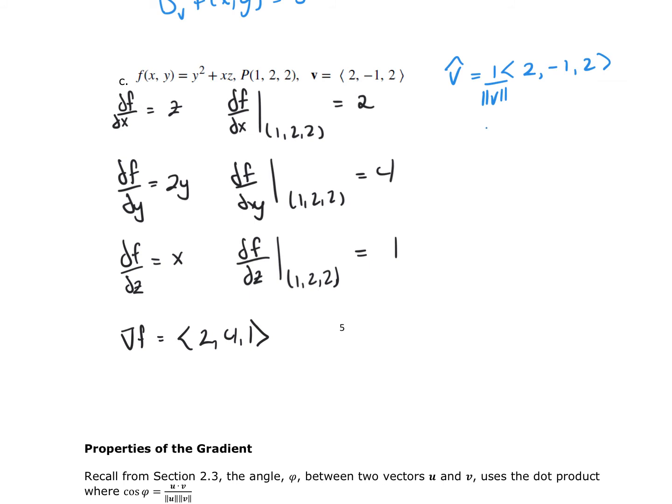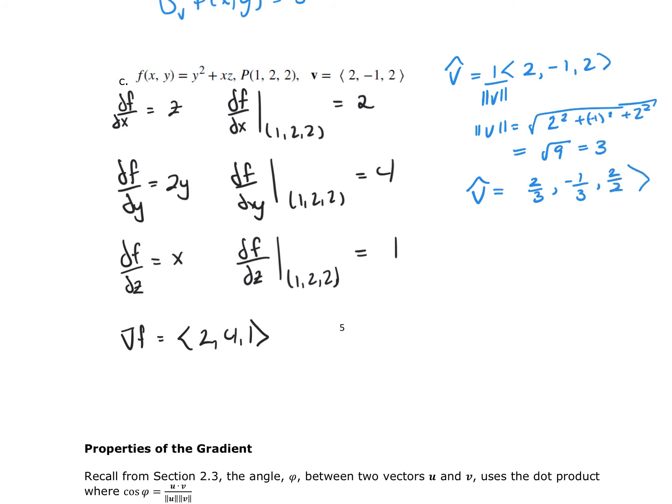So I have to find my magnitude of v, and my magnitude of v is going to be the square root of 2 squared plus negative 1 squared plus 2 squared, which ends up giving me, what is that, 4 plus 1 is 5 plus 4, so that's 9. So it's the square root of 9, which gives me 3. And so my v hat is going to be 2 divided by 3, negative 1 divided by 3, and 2 divided by 3.